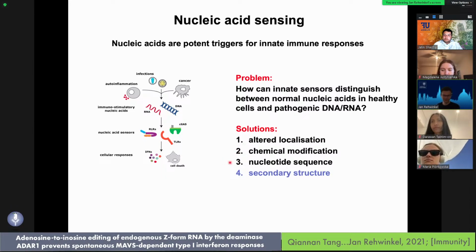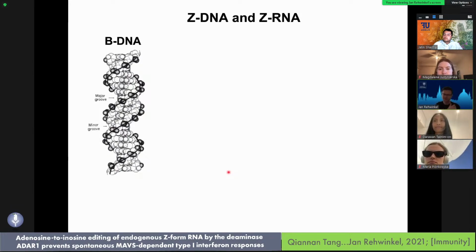Yet another solution for this problem of distinguishing normal and unusual nucleic acids is the recognition of specific nucleotide sequences, and there are examples for that in the field of Toll-like receptors. And then finally, there's yet another solution, and that is about secondary structures that nucleic acids adopt. I've highlighted this in blue here because that's what I'd like to cover in the journal club today. So let me move on to introducing to you Z nucleic acids.